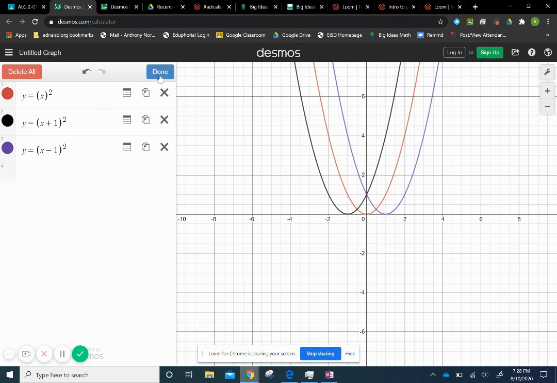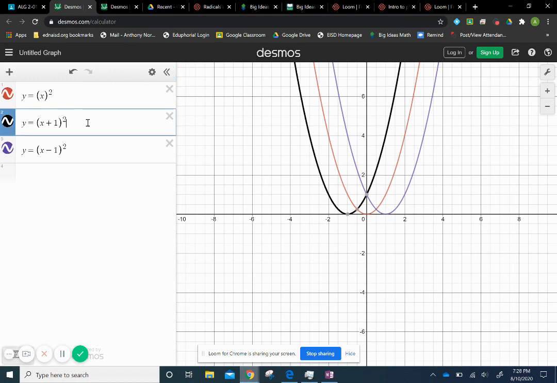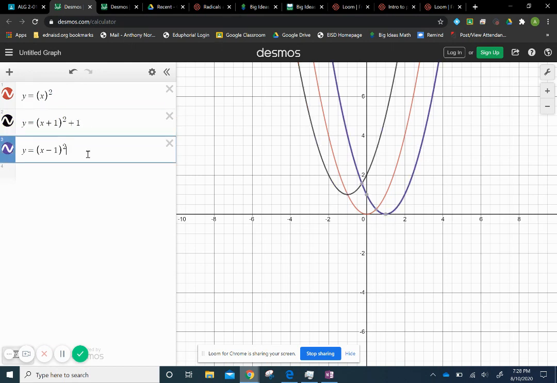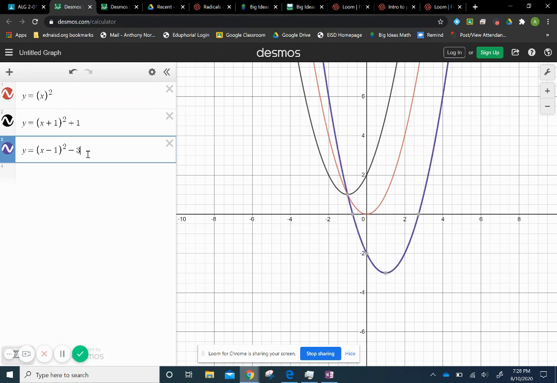Final question. I hear you. I know the question that's on everybody's mind. If I can shift left and right, and I can shift up and down, can I shift left and up or down and right? Why, of course. Inside shifts left and right. Outside shifts up and down. Boom. What you can do with a quadratic for transformations, you can do with absolute value.